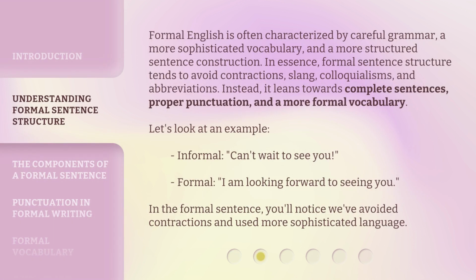Formal English is often characterized by careful grammar, a more sophisticated vocabulary, and a more structured sentence construction. In essence, formal sentence structure tends to avoid contractions, slang, colloquialisms, and abbreviations. Instead, it leans towards complete sentences, proper punctuation, and a more formal vocabulary.